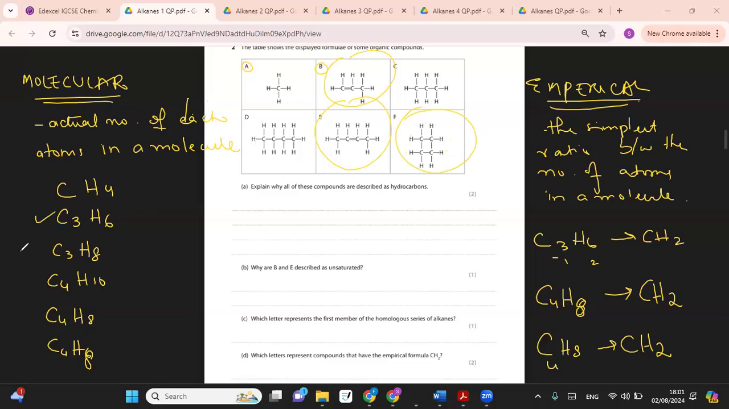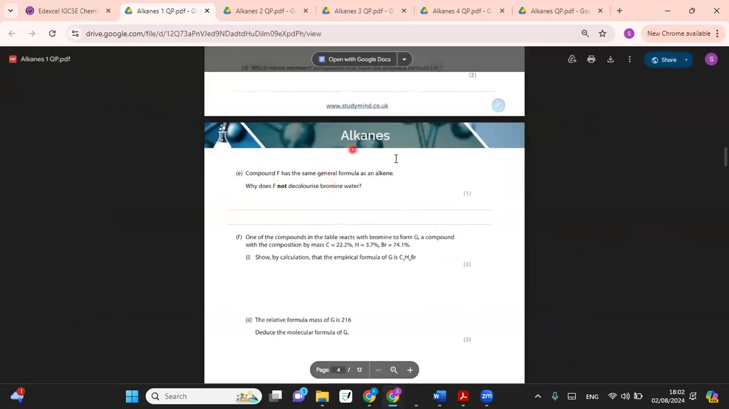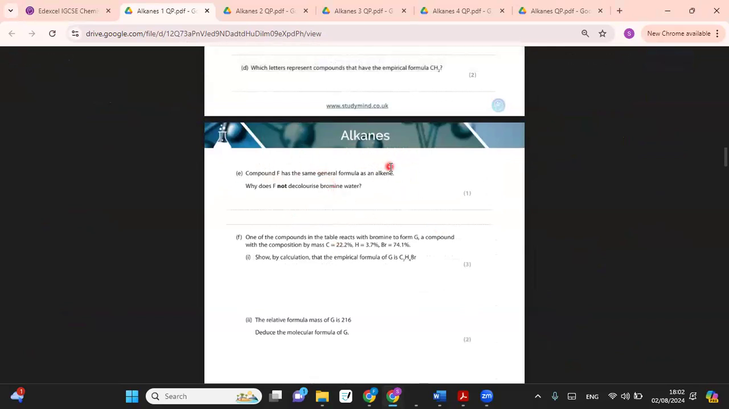C3H6, this is B. C4H8 and this C4H8. All these three of them, we can take their molecular formula and we can simplify them further into CH2. So this is molecular formula and this is empirical formula. And now I hope it's clear what the difference is between these two terms. So whenever you're calculating the empirical formula, you're basically calculating the simplest, smallest ratio between all the atoms in the molecule. That's what you're calculating.